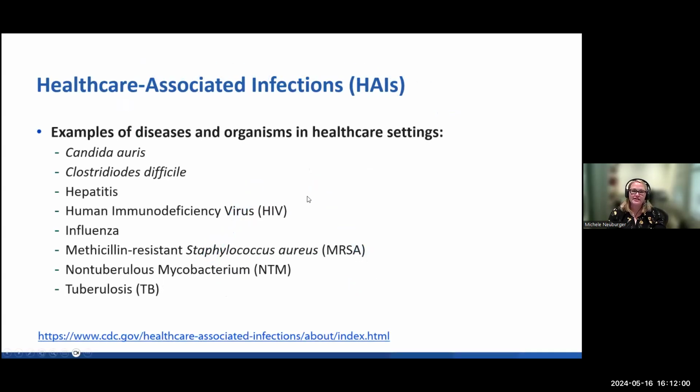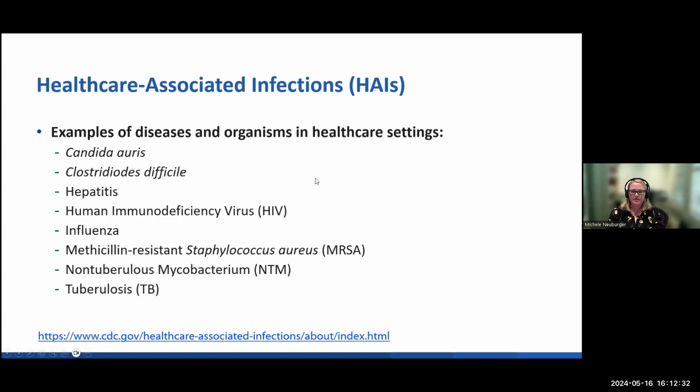So here is a list of some examples of diseases and organisms in healthcare settings. There's a really nice website on healthcare-associated infections. And actually, what we meant to say is that our CDC website just went through a big overhaul. We have lots of new materials and different formats on the CDC site, and I think it changed either yesterday or today. Dr. Huynh can correct me, but some of our links down here might not work, so we're going to be sending out an updated PowerPoint with all the links.